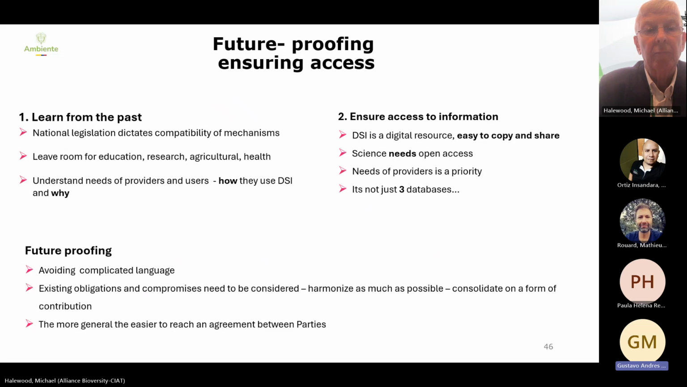So the more general the mechanism is, the broader the base of contributors to the mechanism, the easier it will be to reach an agreement around. And lastly, the mechanism needs to be under constant review. And the factors considered by the co-chairs are a good start, as the landscape of DSI can and will change and will impact the efficacy of the mechanism. Thank you.